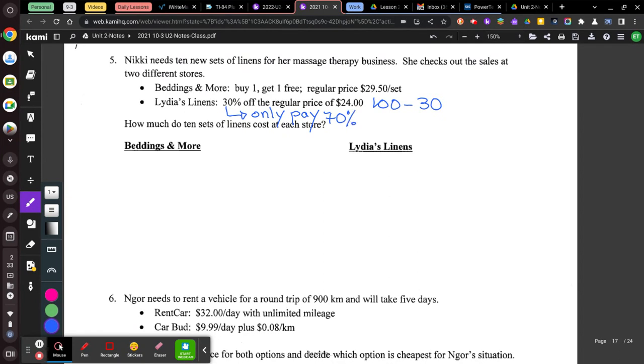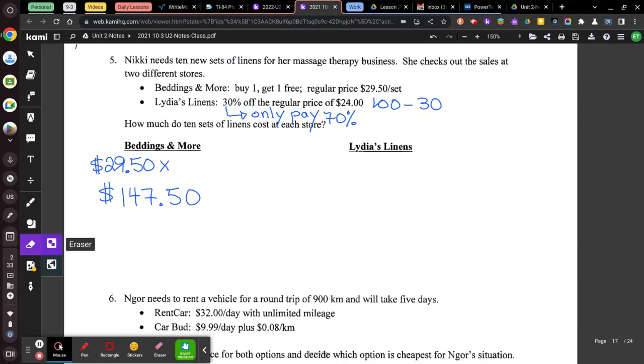All right, so Beddings and More, buy one, get one free. She needs 10. So that means we only have to pay for 5. So we have, what is hers? $29.50 times 5 sets. So times 5. So we get one free. So buy 5, get 5 free. So that's going to give us a total of $147.50. Okay, that is a 5 there. It may not look like it a little bit, but that's a 5.